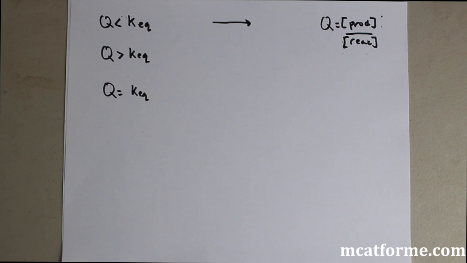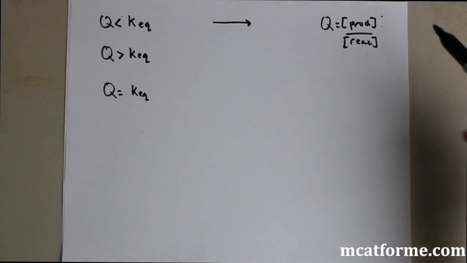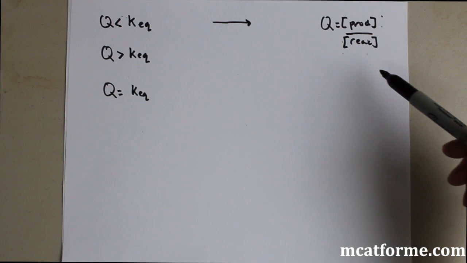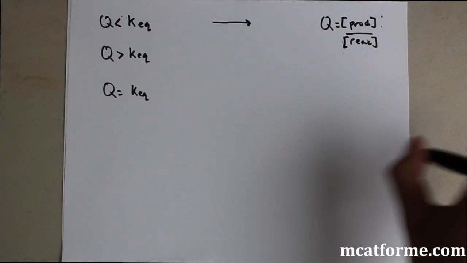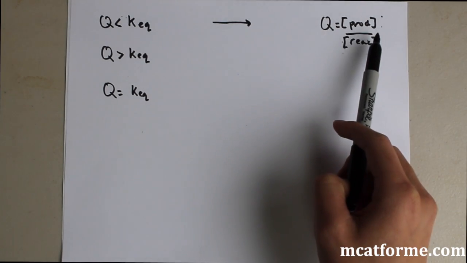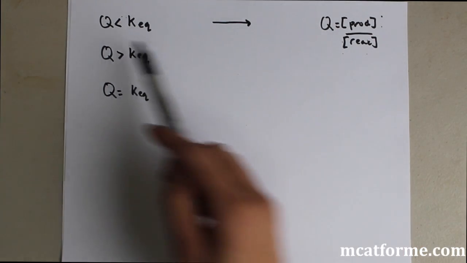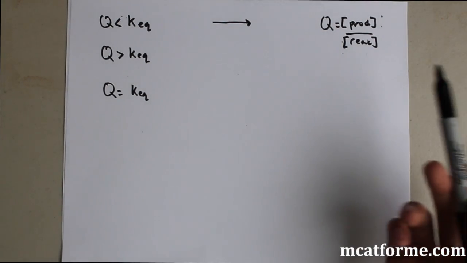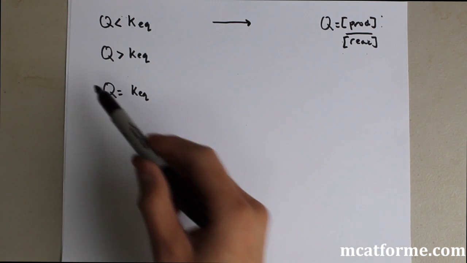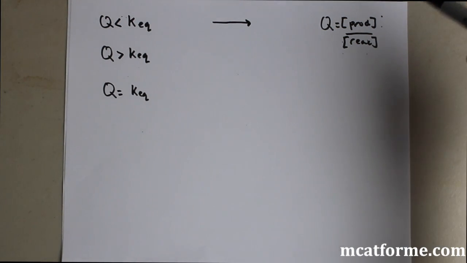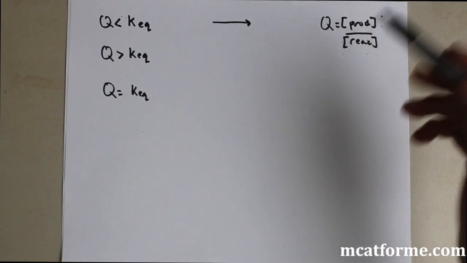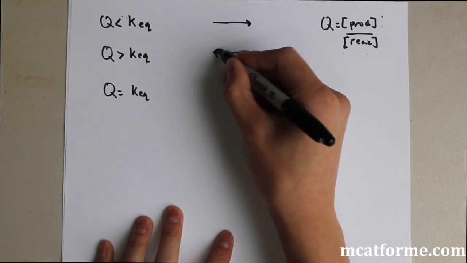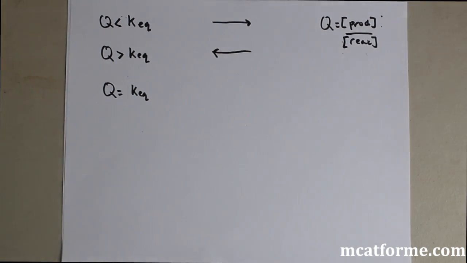If Q is less than KEQ, what is that going to mean? That means our reactant is going to be bigger. In order to reach equilibrium, we're going to have to go in the forward direction and create more products and less reactants to make Q more equal to KEQ. Likewise, if Q is greater than KEQ, that means our numerator is bigger than our denominator, meaning we have too many products, so we have to go in the reverse direction.